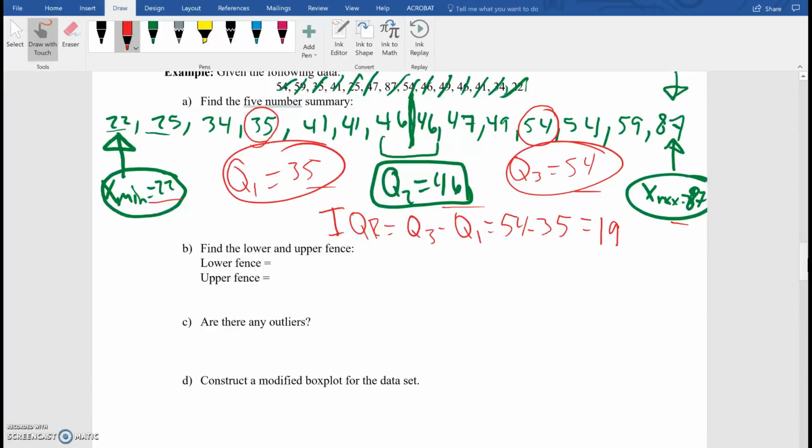So now I'm going to figure out what the lower fence is. The lower fence is going to be Q1 minus 1.5 times the IQR.